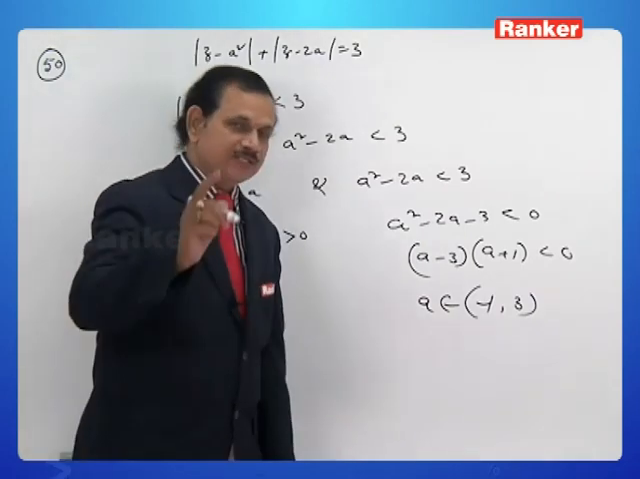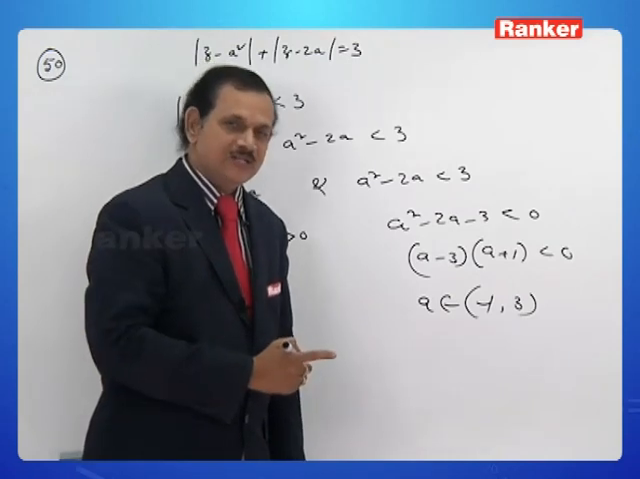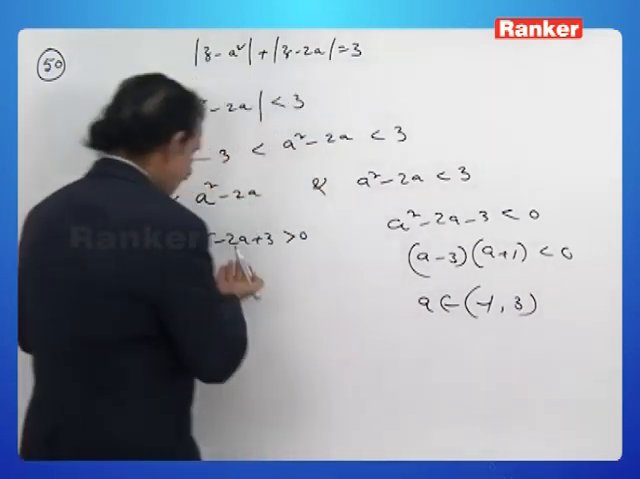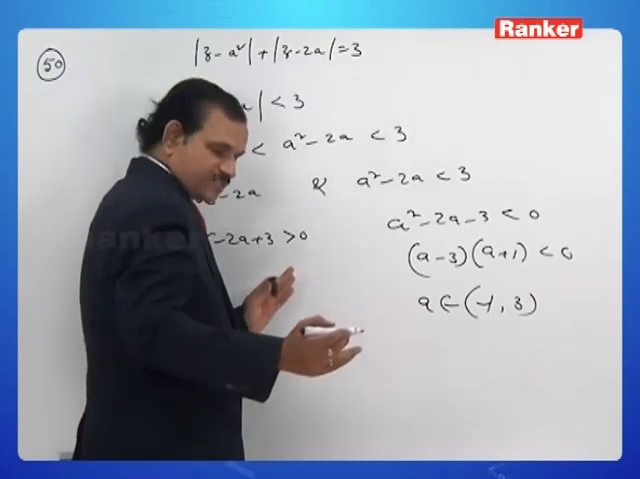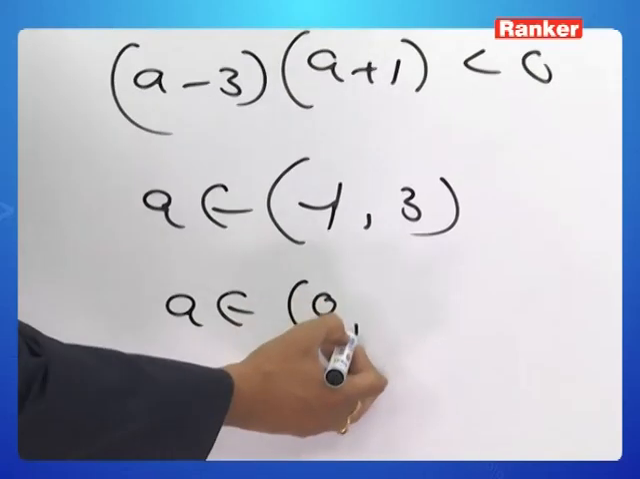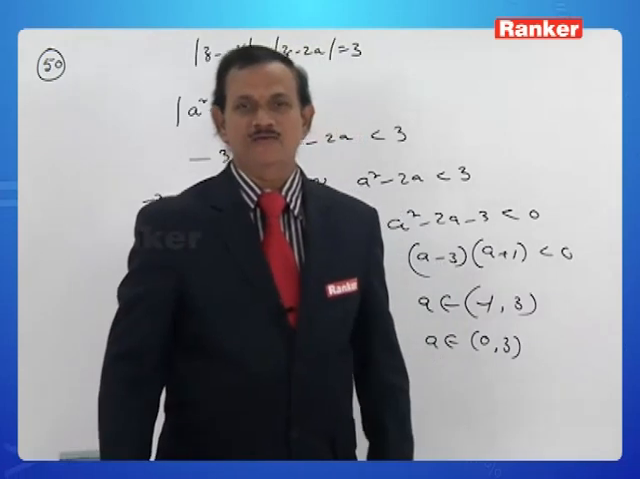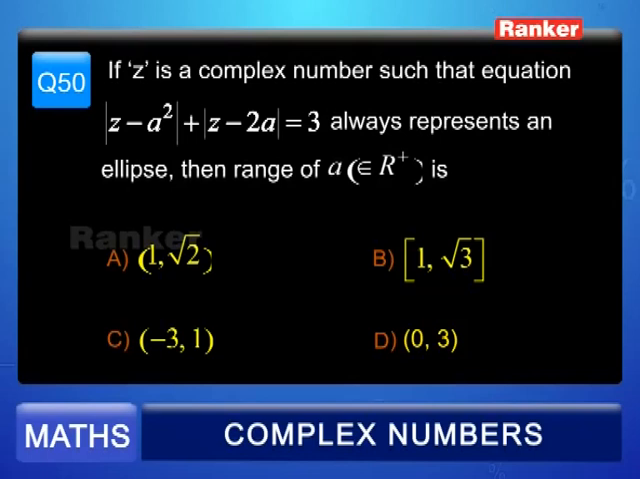But you see, in the data itself, he has said that A is positive. Therefore, A must be positive, and from the first inequality A can be any real number, and from this A belongs to minus 1 to 3. The intersection of all these three statements is that A must belong to the open interval 0 to 3. Therefore, what is the right option? Option D is the right option. The fourth option is the correct option. Right.